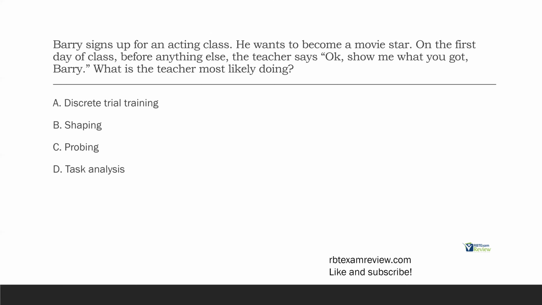And when we ask, "What can you do?" or "Show me what you got," we are C, probing. We want to see what can you do, what can you not do. It's going to give us a good idea of what we should teach and how we should teach. That's exactly what's happening in this case. And then D, task analysis. The teacher, of course, is not breaking down any behavior into simpler steps, right? Simply asking Barry, "Show me what you got. Show me what you can do. I want to see what your skill level is at." The teacher is probing.